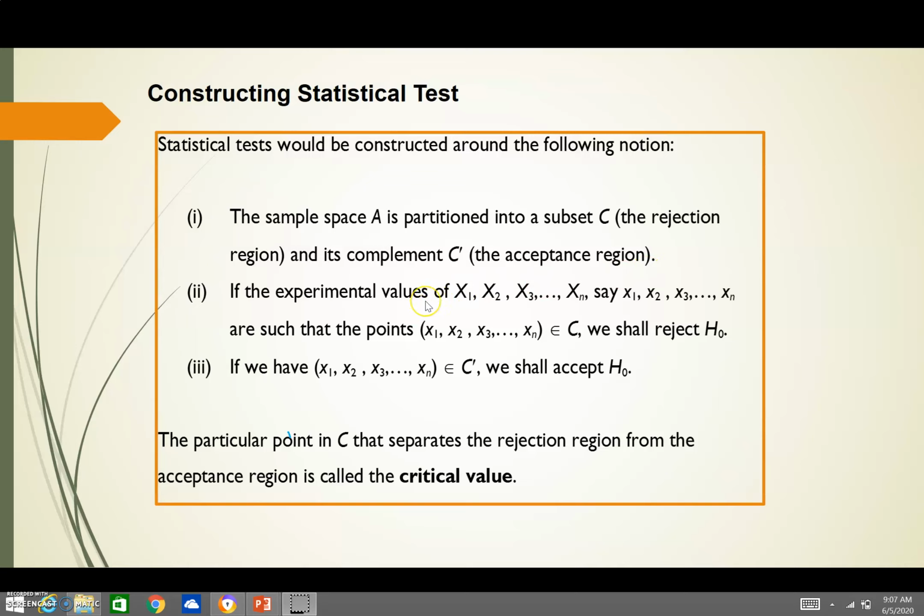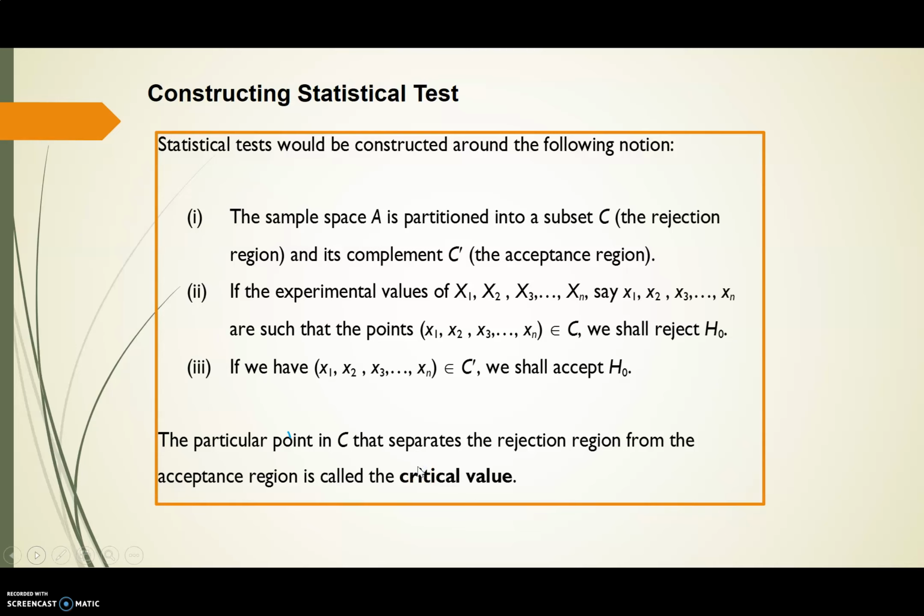If we have experimental values x1, x2, x3, ..., xn, and this point belongs to C, that means we shall reject the null hypothesis. Otherwise, if the experimental values belong to C prime, we shall accept our null hypothesis. The particular point in C that separates the rejection and acceptance regions is called the critical value.